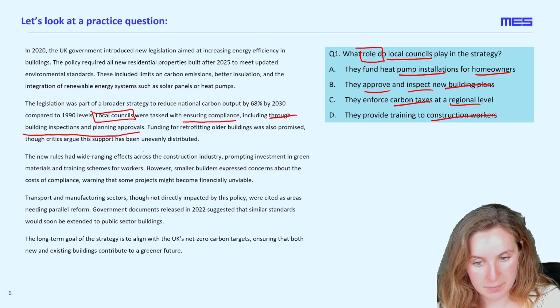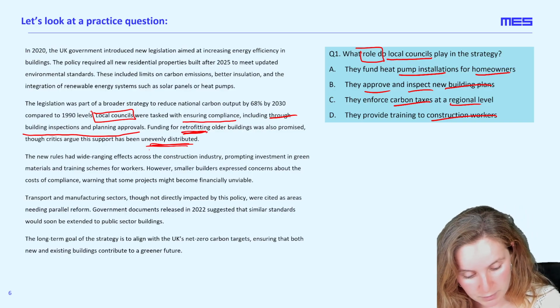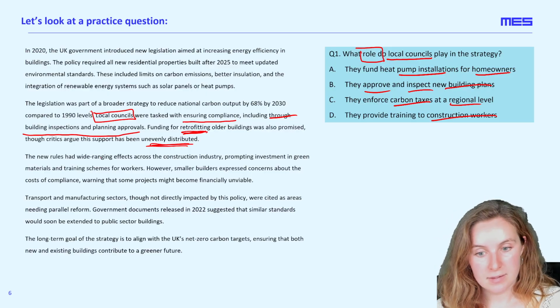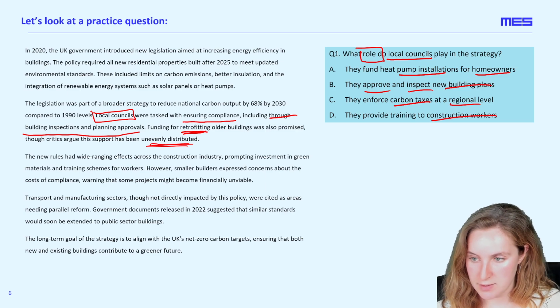Let's keep checking just in case. Funding for retrofitting older buildings was also promised, though critics argue the support has been unevenly distributed. Okay, so retrofitting unevenly distributed, so that means that it may have that responsibility, but may not be as successful. So let's take a look at the question.